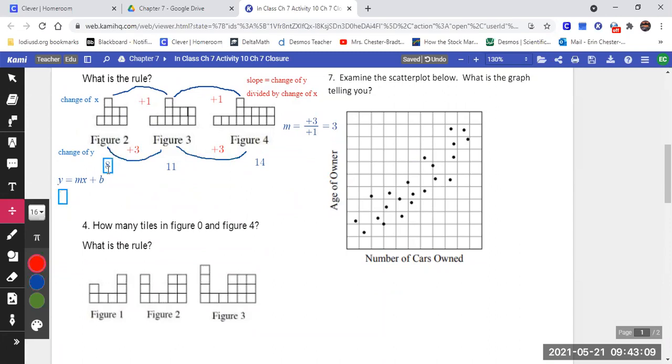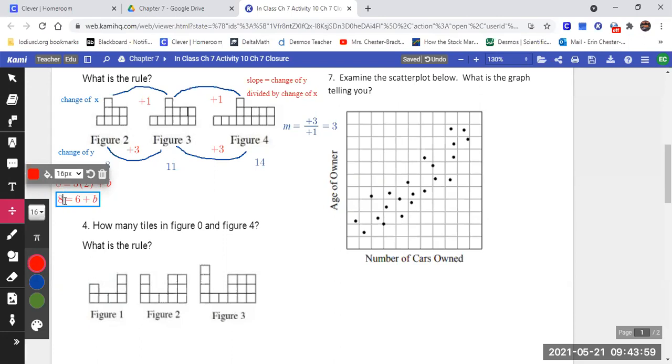I am going to use this Y right here, where we have 8 tiles. I know that my M is 3 times my X, which is my figure number. My figure number is 2. What I don't know is that B. I'm going to figure that B out. What is 3 times 2? Six. So this says 8 equals 6 plus my beginning, right?